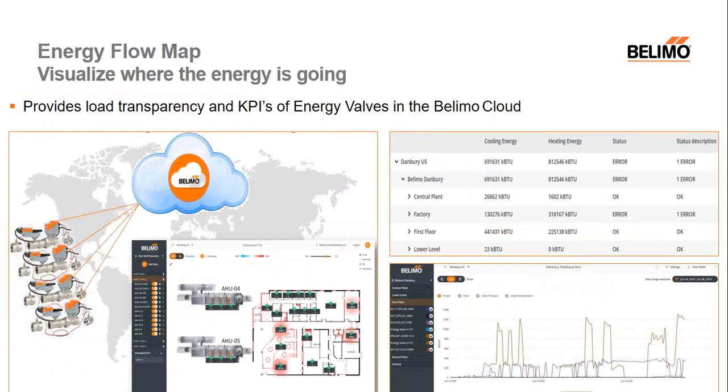Down below, we also have some charting. So you can see total power, flow, valve position, and delta T, and look at it from a visual perspective of how those valves are operating. Some people prefer to look at it on a chart, and it gives them a little more visibility and a little better understanding of how the valves are operating, and we provide that as well.